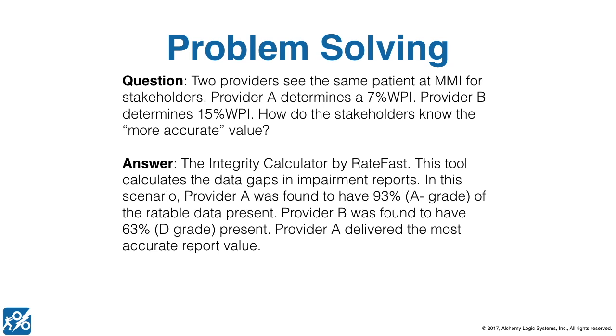Answer: price indexing becomes very clear with the application of the RateFast Integrity Calculator. So this tool calculates the gaps in the impairment reports. In this scenario, provider A was found to have a 93% grade of rateable data set. That's an A- score. Provider B was found to have 63% of the rateable data set, or a D score. In this scenario, provider A delivered the most accurate report value based on the completeness of the rateable data set.